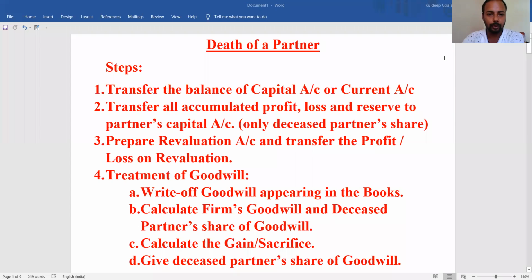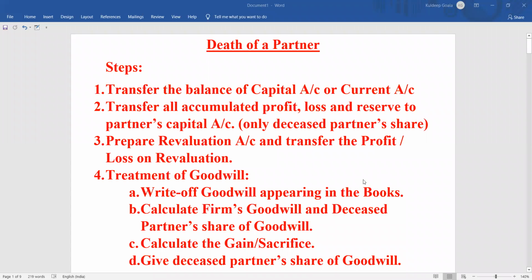Okay, so let's start. Remember that death of a partner means that one of the partners is no more alive, and so in that situation we are going to pay the deceased partner. Obviously, the deceased partner is not going to come and take his share, so it is the executor to whom the payment will be made. So you have to make the final settlement with the executor of the deceased partner. Clear? So let's start with the steps first.